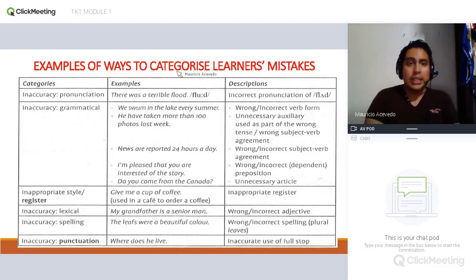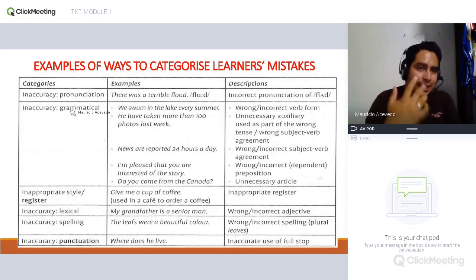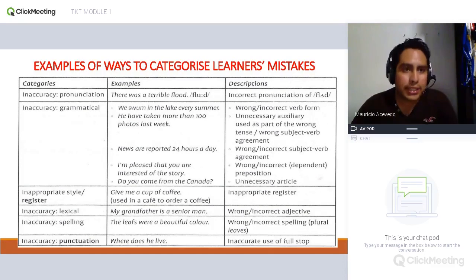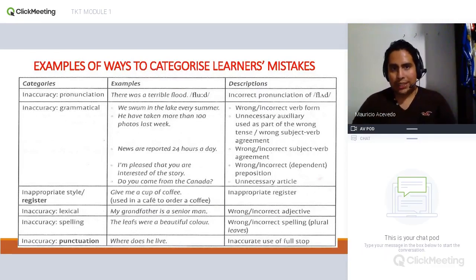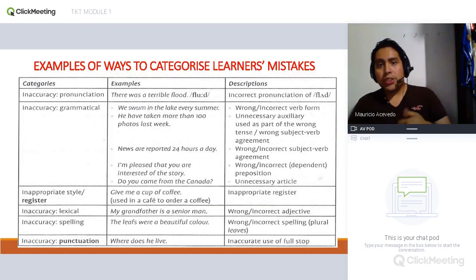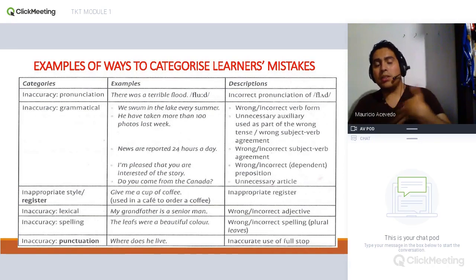All right, very good. So we're going to see how we can categorize learners' mistakes. Here we have the categories. As I told you, accuracy and pronunciation. For example, a mistake from accuracy can be pronunciation. "There was a terrible flood," they say, for example. No, the pronunciation is flood. So obviously incorrect pronunciation, because they say it wrongly instead of the correct pronunciation. So that's a pronunciation mistake.